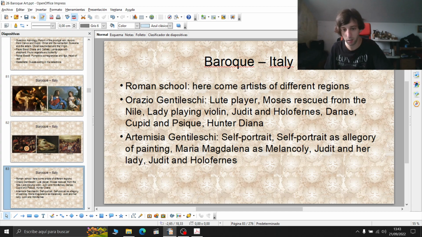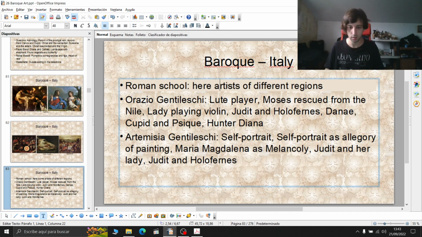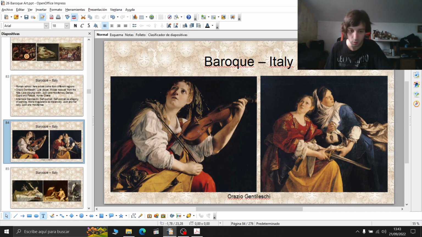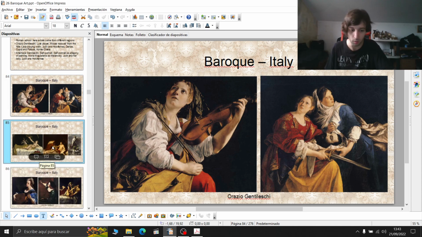Roman school. Here artists come from different regions. Orazio Gentileschi and Artemisia Gentileschi. Here, examples of Orazio Gentileschi. This is Judith and Holofernes, but the version of Artemisia is much more wonderful.